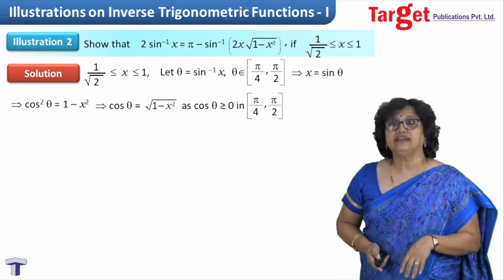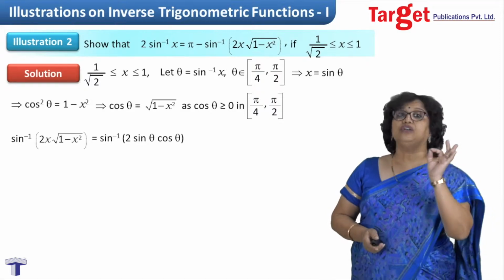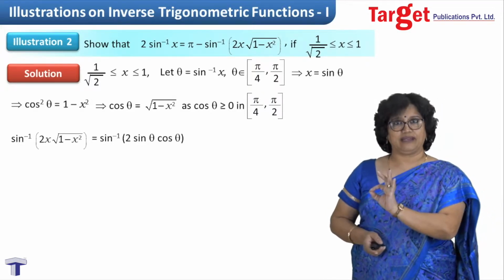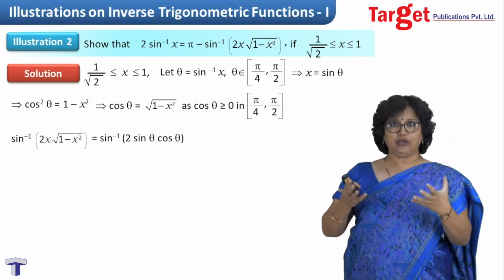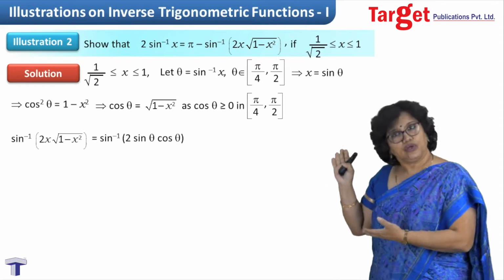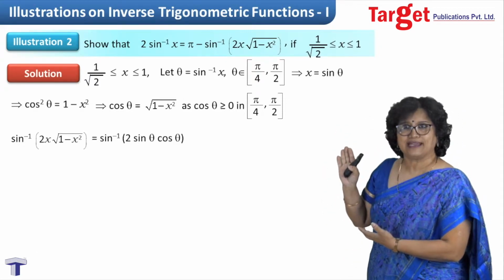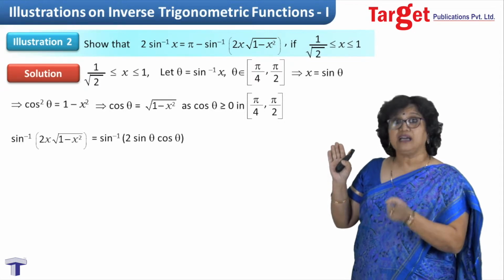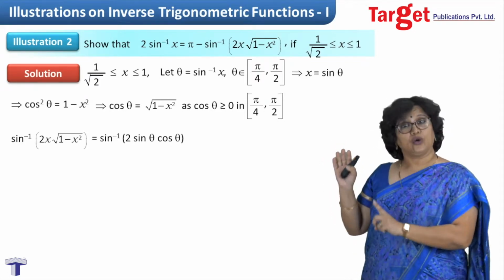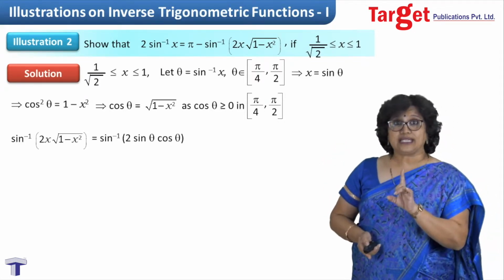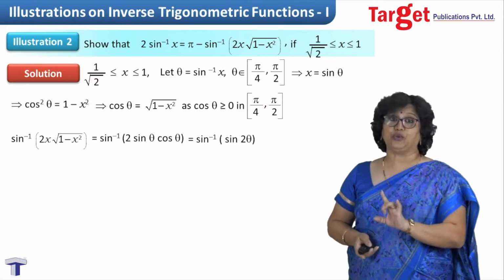Now start with that sine inverse of 2x under root 1 minus x square. What does happen to it? Sine inverse of 2 sine theta cos theta. I hope you understand that. X is replaced by sine theta and under root 1 minus x square is replaced by cos theta. 2 sine theta cos theta is sine 2 theta. So sine inverse sine 2 theta.